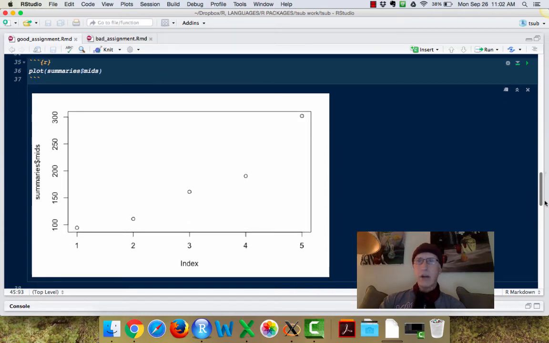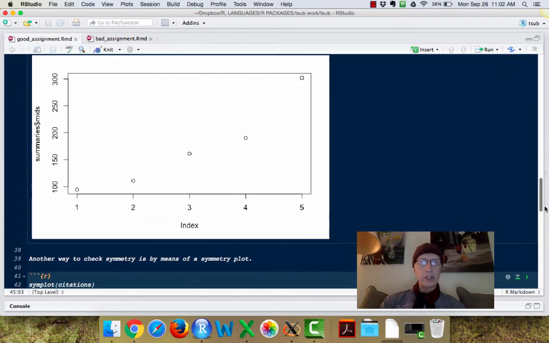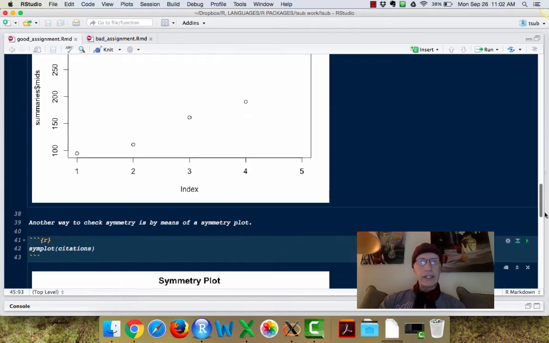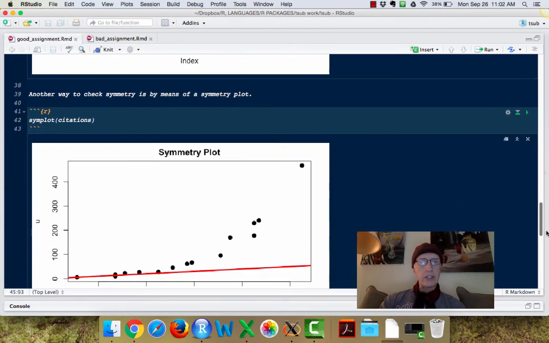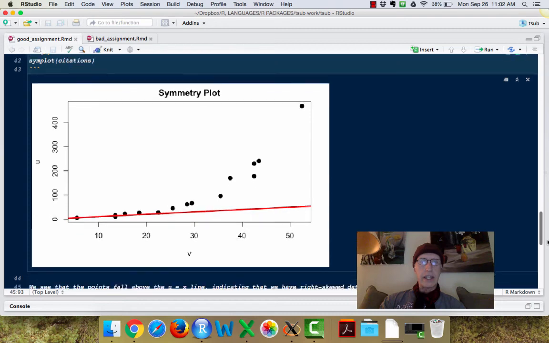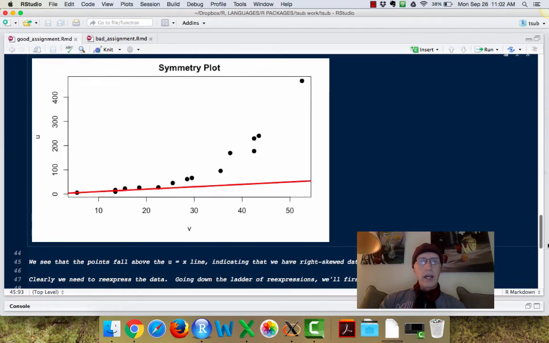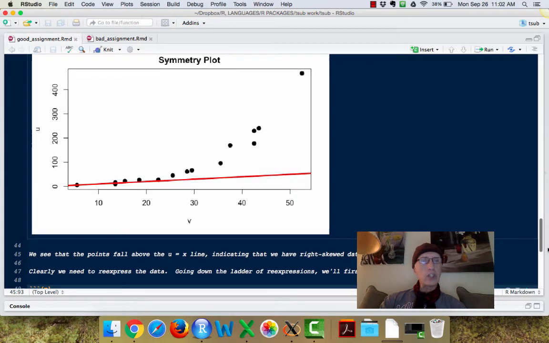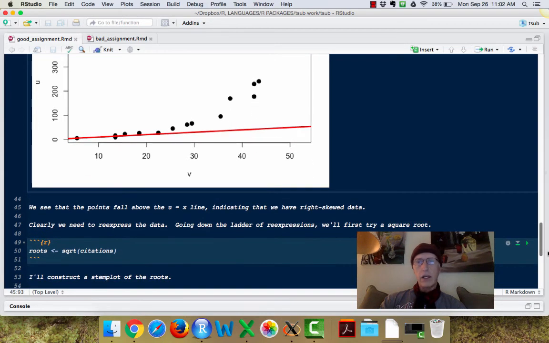And notice that every time I construct a graph, I try to explain what the message is behind the graph. And then I could look at a symmetry plot. It's another way of doing it. And you see the points fall above the red line, indicating that the data is right skewed. Okay, so this motivates some sort of suitable re-expression.